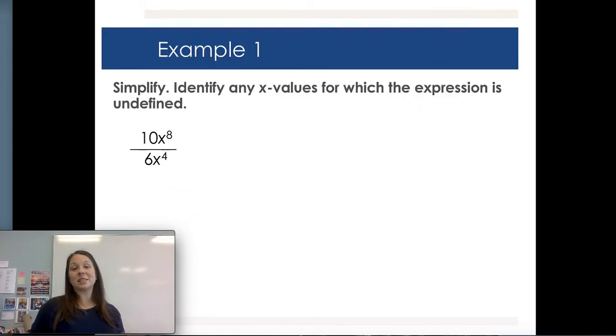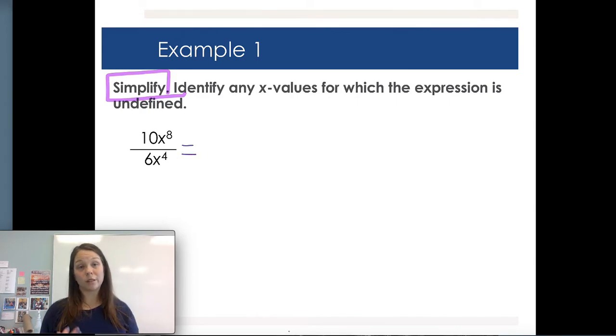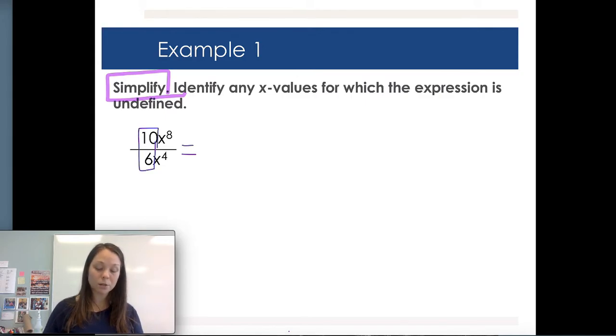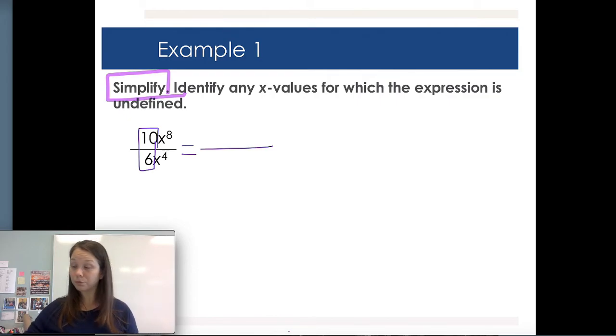Let's get started. We want to simplify and then identify any x values for which the expression is undefined. We'll get to the second part of these instructions after we do the first part. The first part says to simplify. When you see instructions that say simplify, the expectation is that we're going to reduce this fraction down. Looking at just the constants, I have 10 over 6. 10 and 6 are both divisible by 2, so that will leave me with 5 over 3.